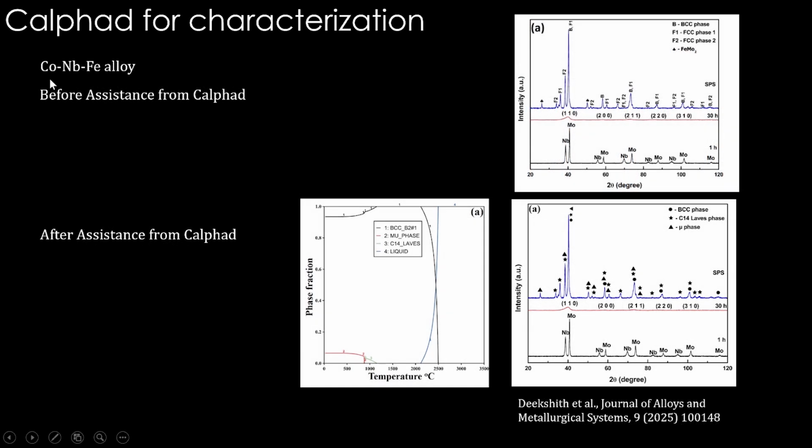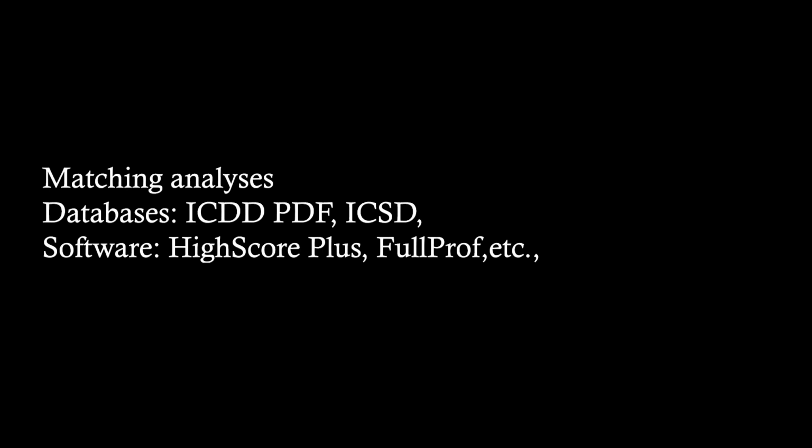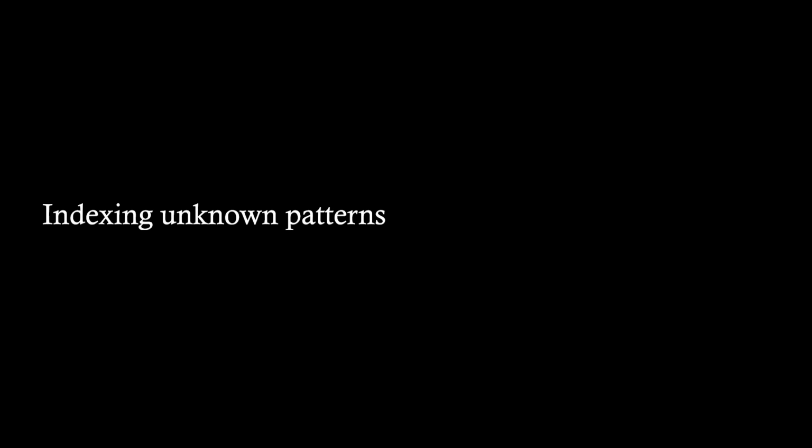This is another interesting example, a cobalt, niobium, iron alloy, not giving the exact composition here. Before assistance from CALPHAD, this is how the XRD is analyzed. Conventionally, people go to the XRD database and try to match which phases match the best. Or they try to identify structures, especially for simple structures; people are ready to do this for BCC, FCC, things like that. When phases get complicated, using that method becomes really difficult.